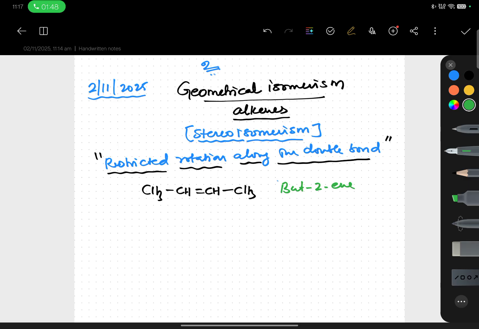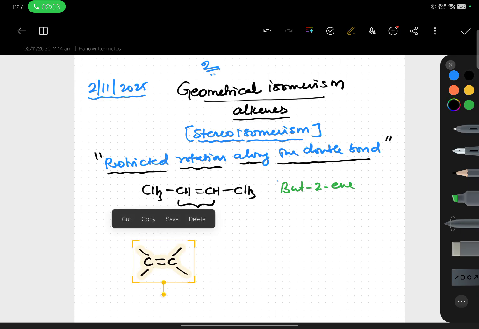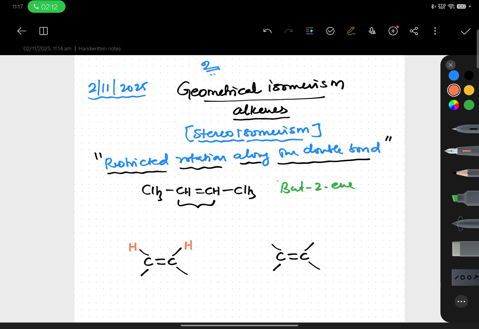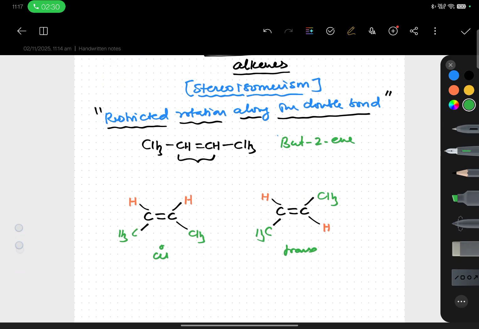So butene is what? Cis-2-butene or trans-2-butene. So how to write this? First take that central carbon, C double bond C. Another molecule also you can write, very similar setup. I'll give different colors for hydrogen and methyl. So the hydrogen is on the same side, or hydrogen can be on the opposite side. Similarly, the methyl group will be in the opposite direction, or the methyl group will be in the same direction. So this is a cis isomer. This is a trans isomer.